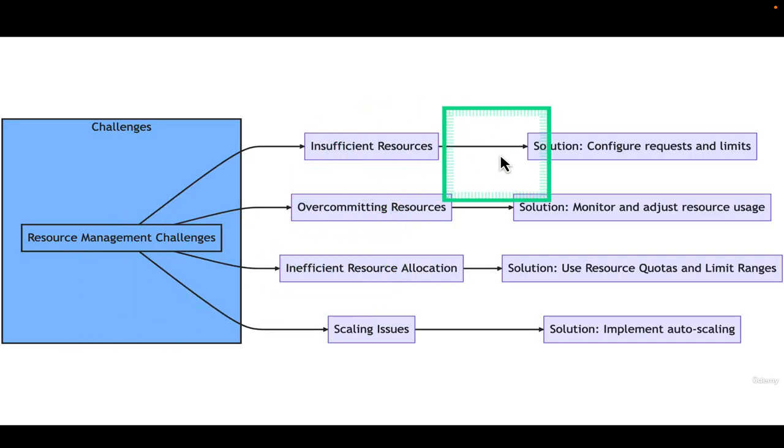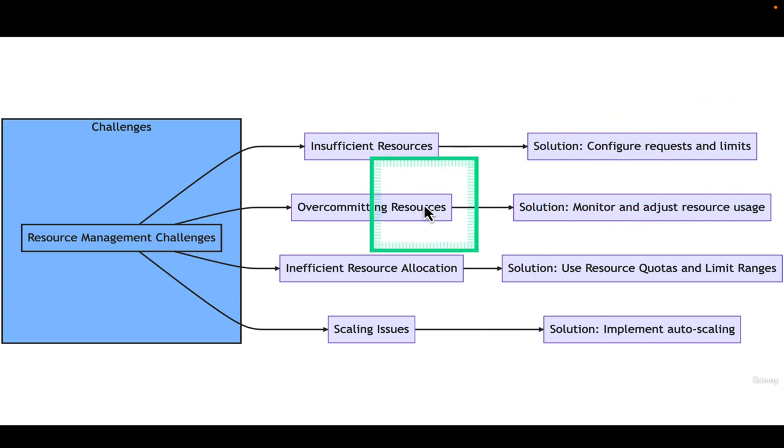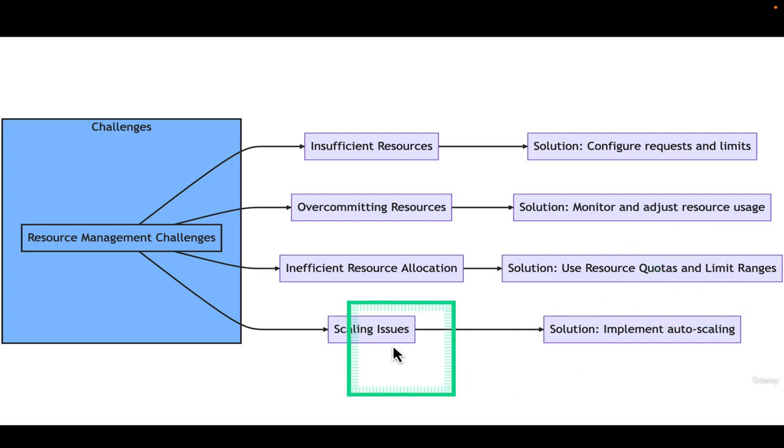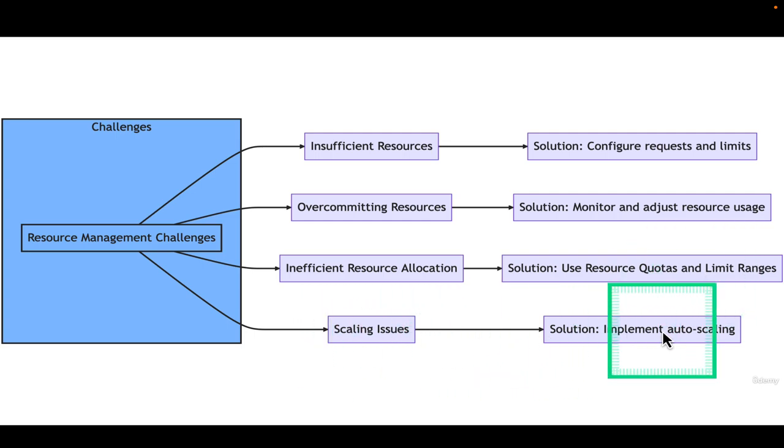Insufficient resources: the solution is to configure requests and limits. Overcommitting resources: the solution is to monitor and adjust resource usage. Inefficient resource allocation: use resource quotas and limits. And scaling issues: implement auto-scaling.